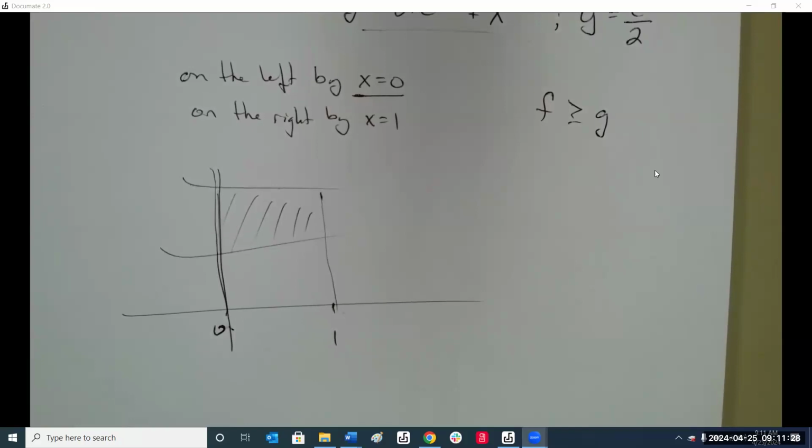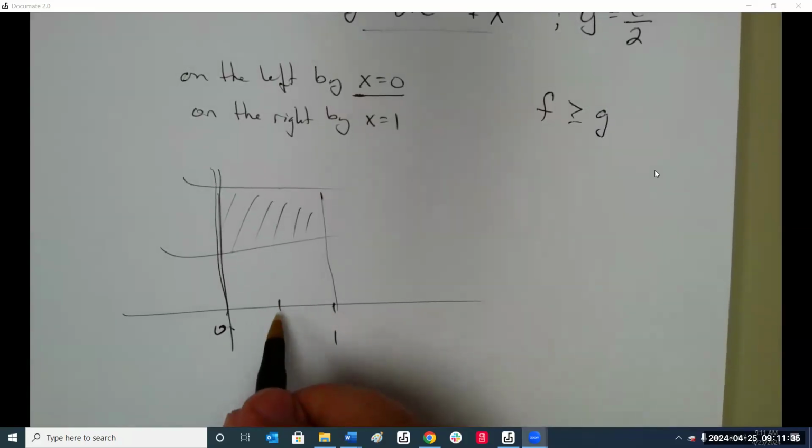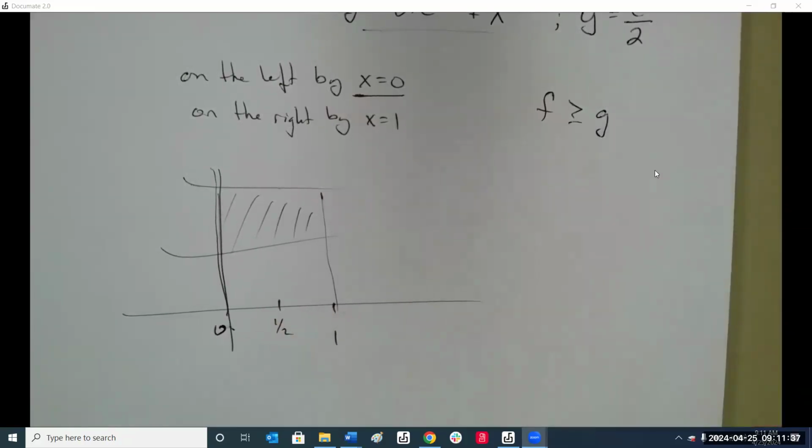Which number would you put in there? 1/2, yeah. Put a number in there and see which function gives you a higher number. That's your taller. Yeah, exactly. That's exactly what you do. You don't have to graph it since we know what the bounds are and everything.